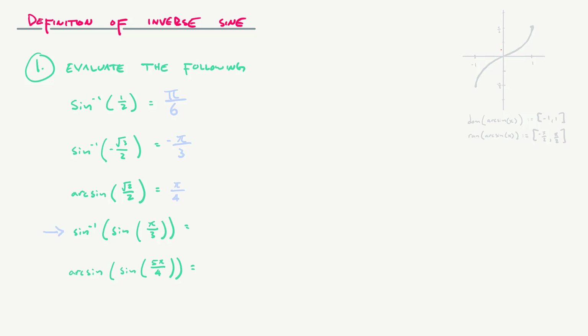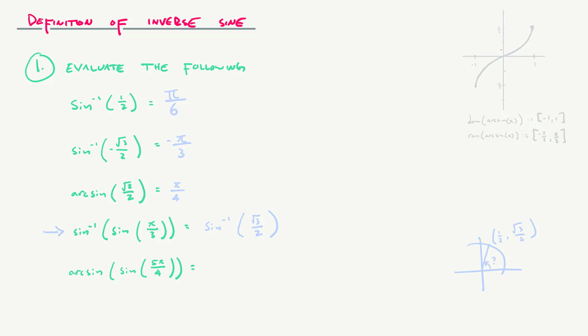This one's a little bit more interesting. It's a sine inside of a sine inverse function. So we have the sine of pi over 3. Okay, the sine of pi over 3, we know how to do that. That's square root 3 over 2. Just looking at the unit circle, it's the y coordinate when the terminal side of pi over 3 intersects the outside of the unit circle.